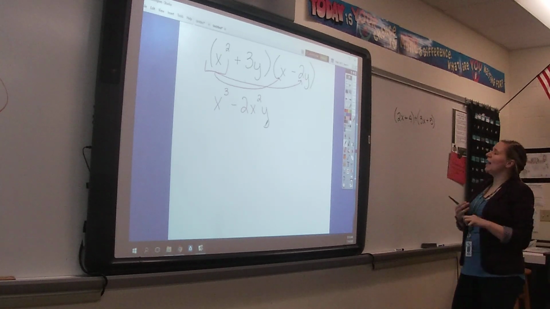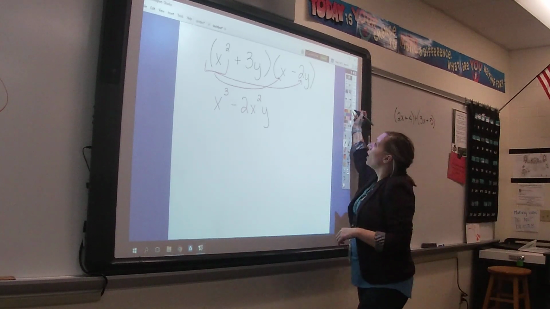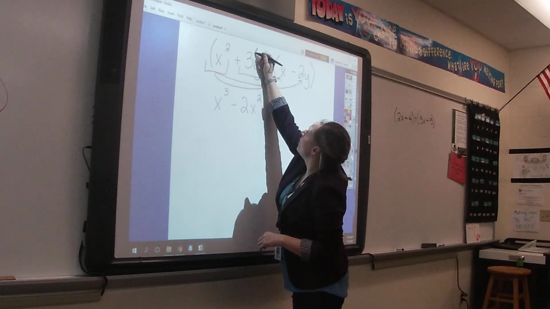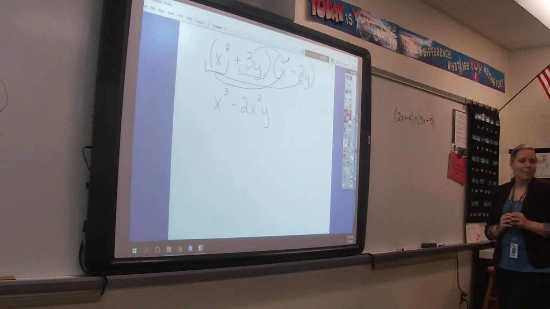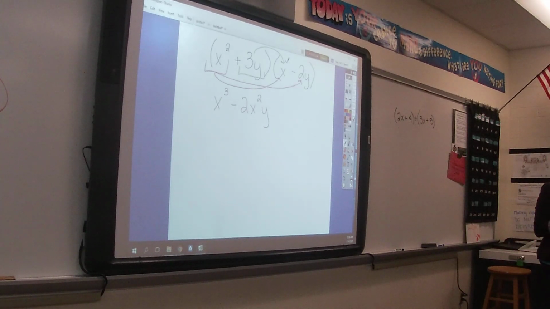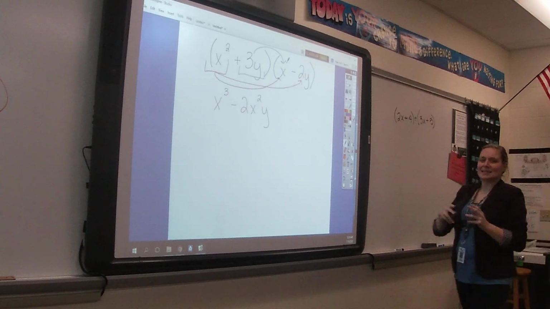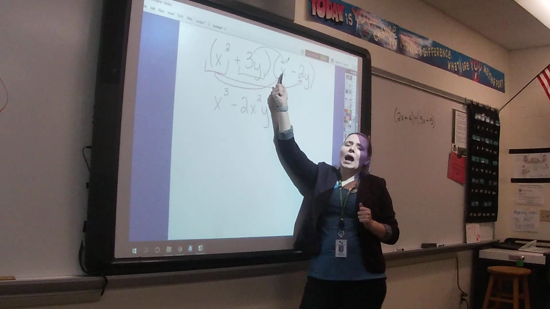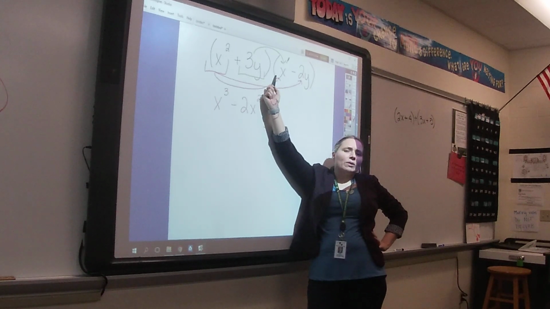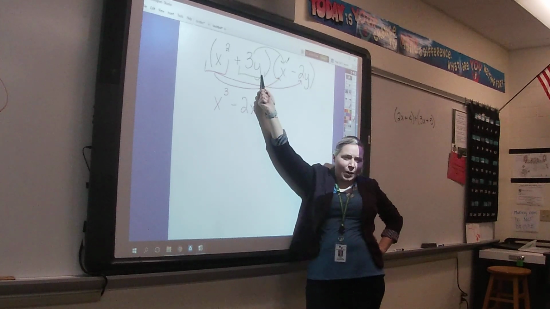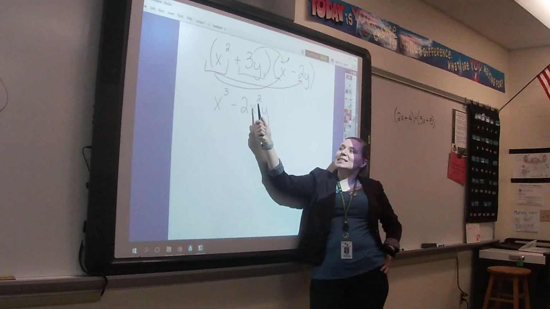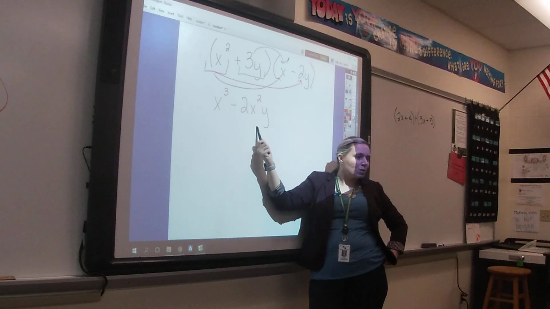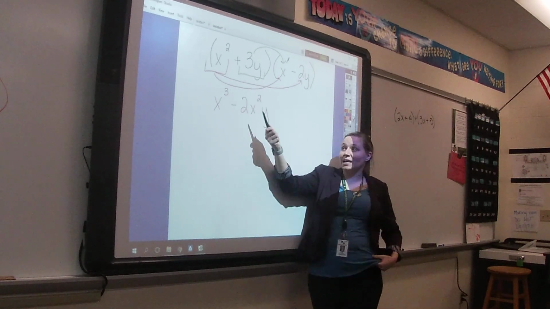What am I going to distribute next? The 3y. Positive 3y times x is 3yx. I think we would just prefer to have written it as 3xy. We tend to turn those into alphabetical order. Is that a like term with negative 2x squared y? No, because this has an x squared.